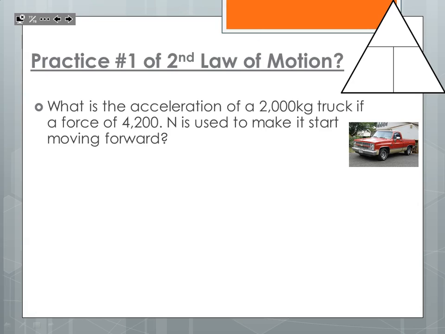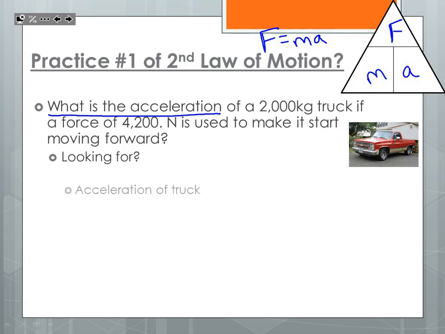I'm always going to remind myself, the equation I am using is F equals M times A, where F is on top, M and A are on bottom. So I'm going to say, what am I looking for? What is it asking me to find? And it says, what is the acceleration? There you go. I'm looking for the acceleration of the truck.